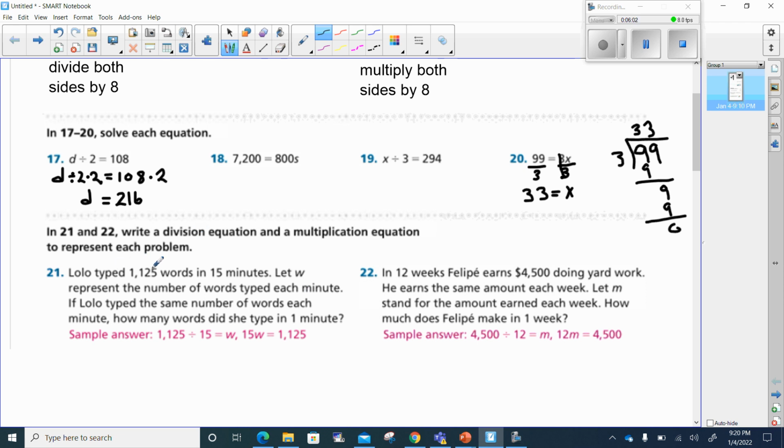Lolo typed 1,125 words in 15 minutes. Let W represent the number of words typed each minute. If Lolo typed the same number of words each minute, how many words did she type in 1 minute? Well, again, remember she typed 1,125 words in 15 minutes. So that's like saying 1,125 divided by 15. If I put it in a fraction, it would look like this.